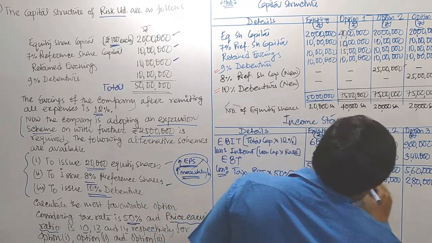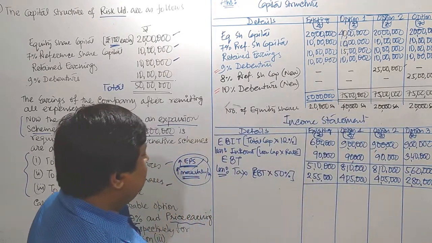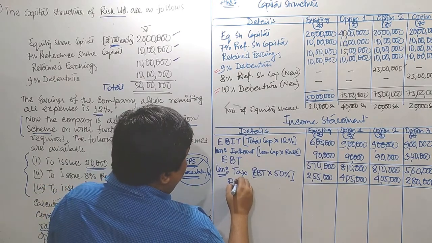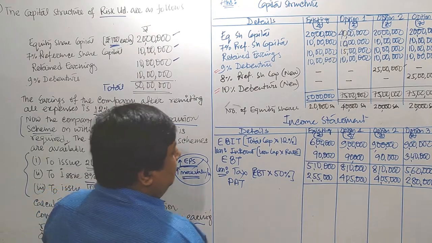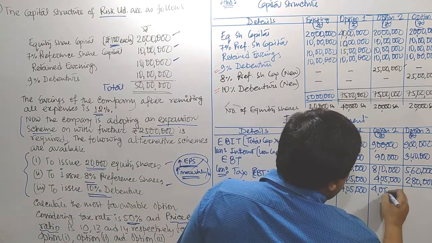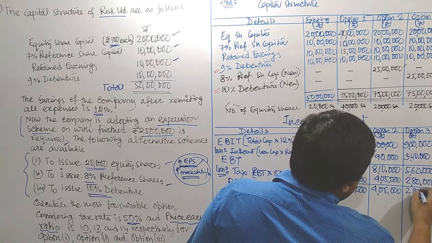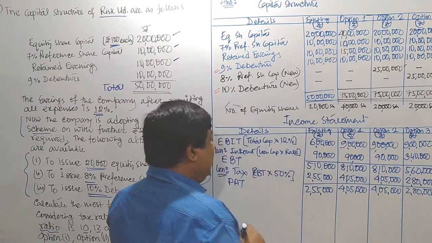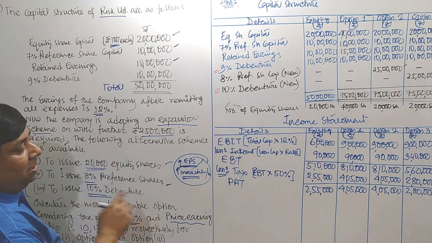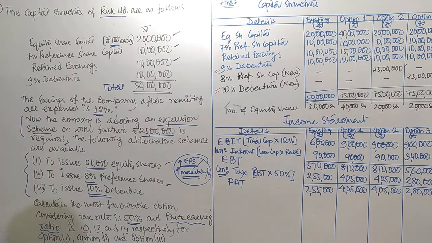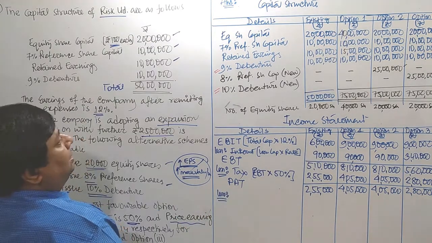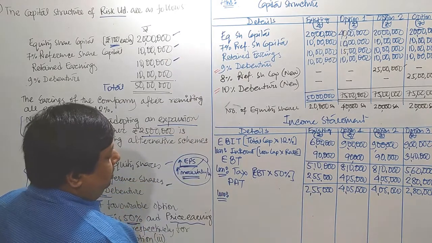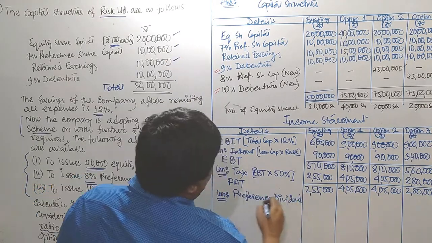Now again we are going to deduct the tax from EBT. We are getting the final one, that is profit after tax. The figure of tax and the figure of PAT remain the same. Now after getting that PAT column, according to the income statement, we are going to deduct preference dividend. Now we have to pay the preference shareholders, so we write preference dividend over here.